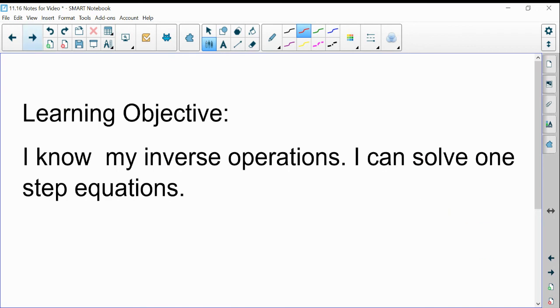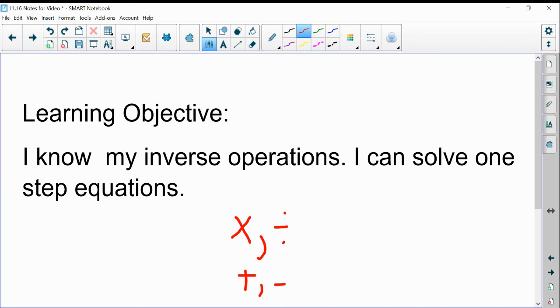Awesome. So our objective was that we knew our inverse operations. What are our inverse pairs? Say them out loud for me. Awesome. So multiplication and division. Multiplication gets rid of division, and division gets rid of multiplication. What's my other pair? What do I have left? Addition and subtraction. We use addition to get rid of subtraction and subtraction to get rid of addition. And we can use those now to solve one-step equations. And you guys rocked it.